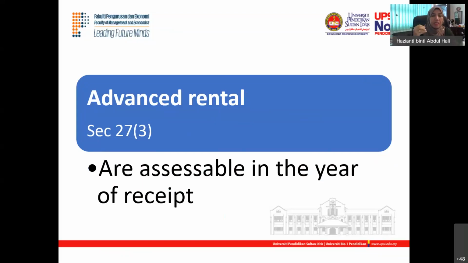It does not consider which year the rental is for. You just consider whenever you receive it, because you must remember the concept of tax is pay as you earn. So you earn it this year, you have to pay tax for this year.